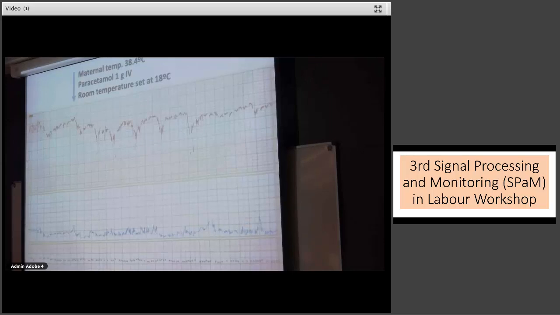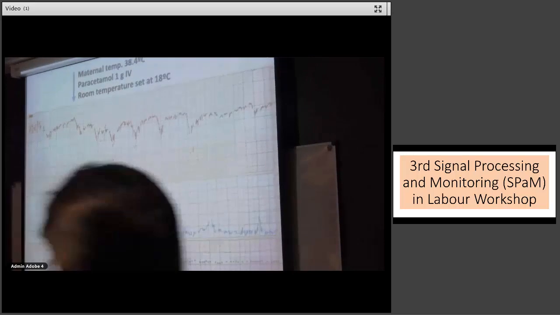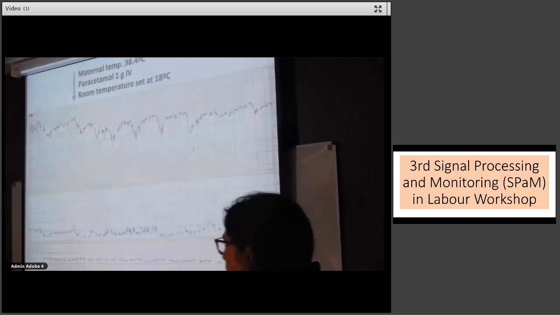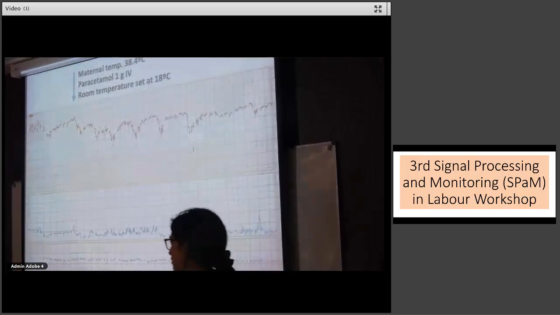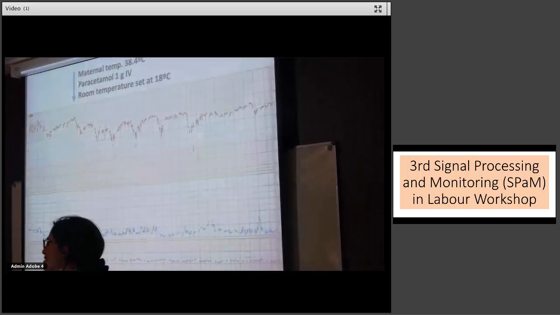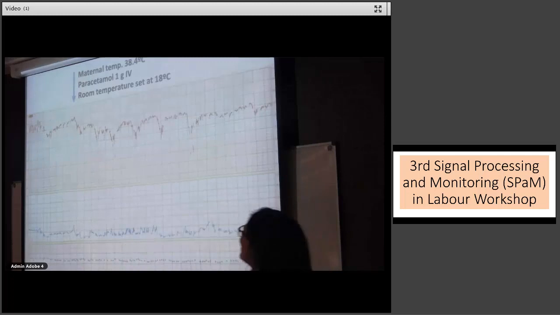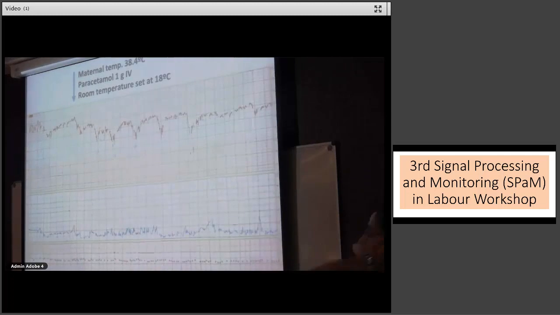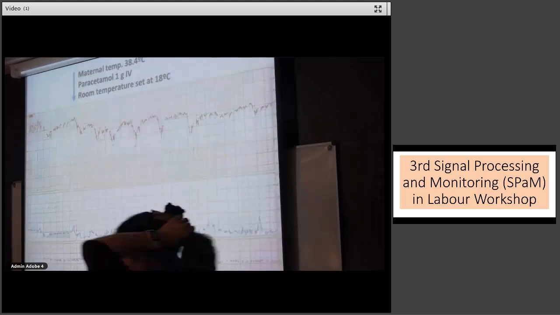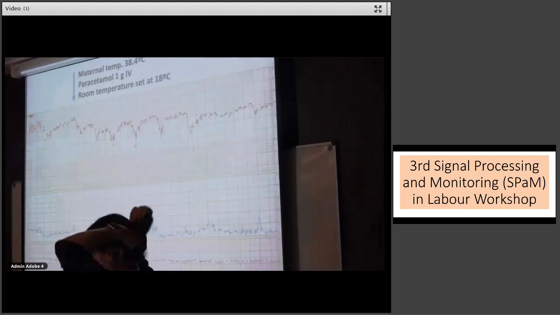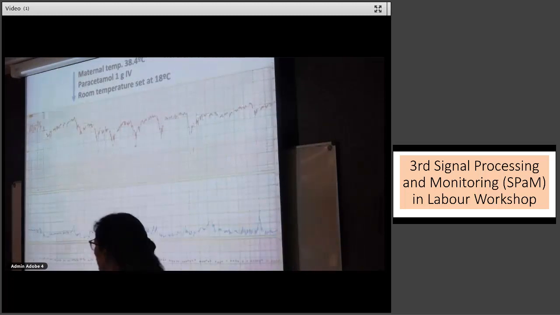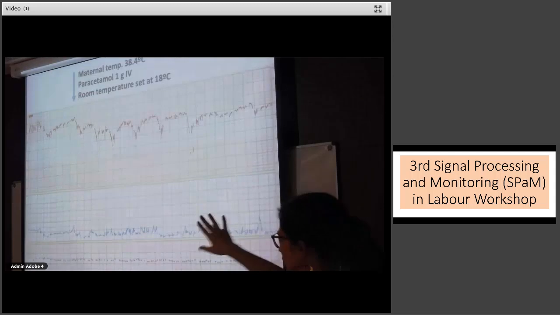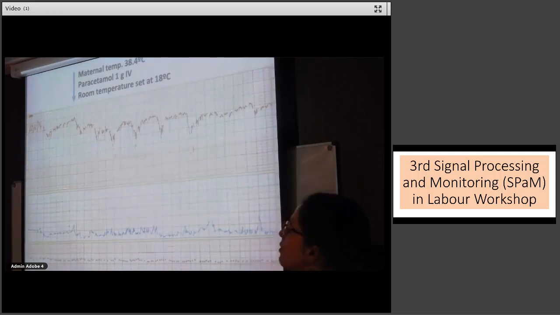Should we go on to the next one, Ines? Yeah. Do you want to comment on the maternal temperature? Oh yeah, it's up there. 38.4, that's true. Would you do something regarding this tracing? Would you do something in terms of the management?